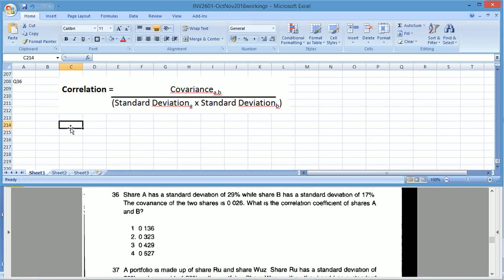Okay, so share A, they want the correlation coefficient. So correlation equals covariance 0.026 divided by open brackets 0.29 times 0.17 close brackets equals, gives me an answer. Let's see what we get. 0.527, option 4.